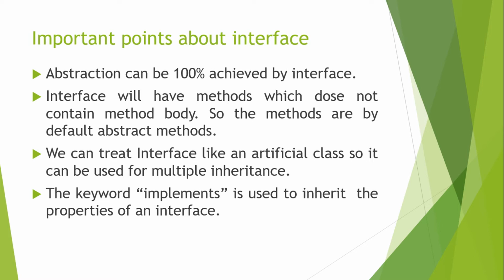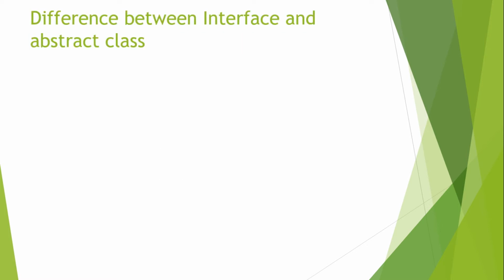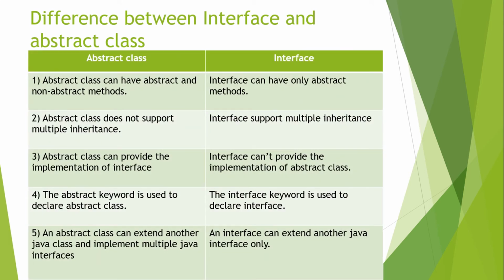Let us see what is the actual difference between an abstract class and an interface. First difference: an abstract class can have abstract and non-abstract methods. As I already told, an abstract class can have abstract methods as well as non-abstract methods. But an interface is a strictly abstract method mechanism. So in interface we can have only abstract methods.